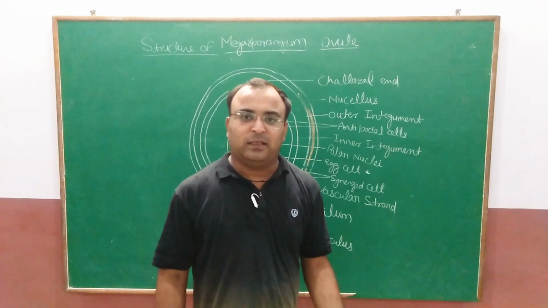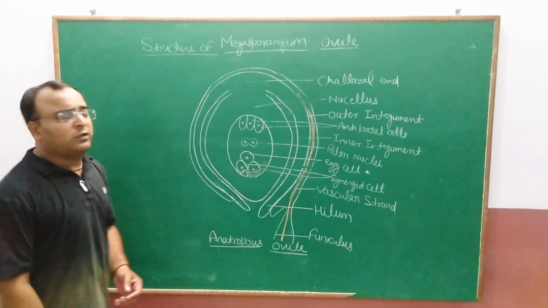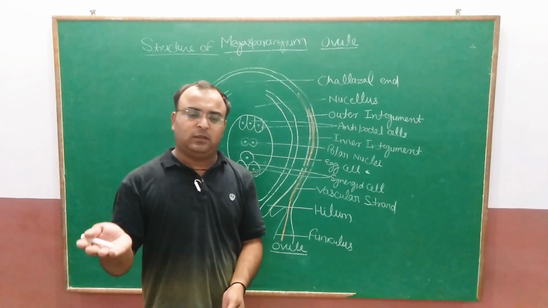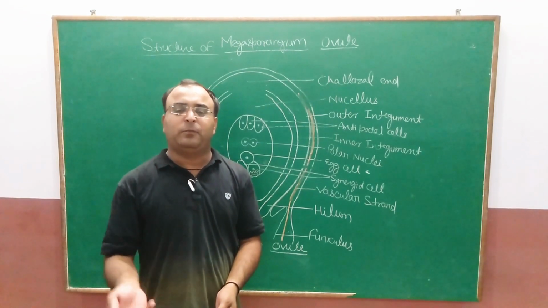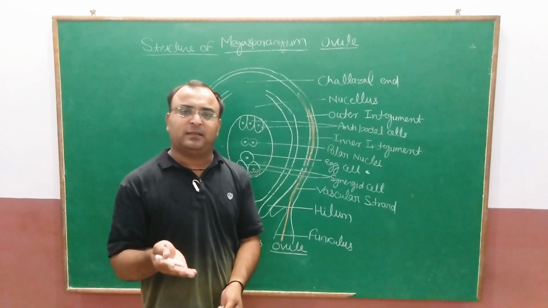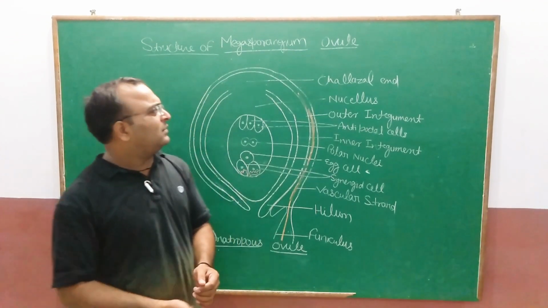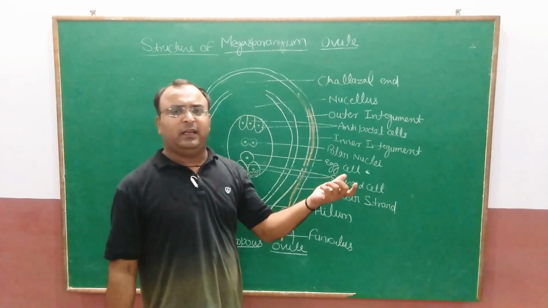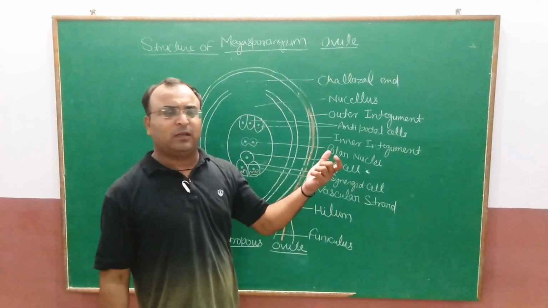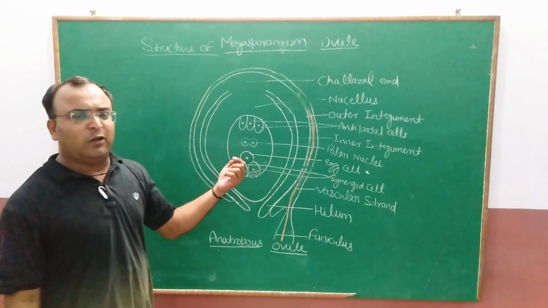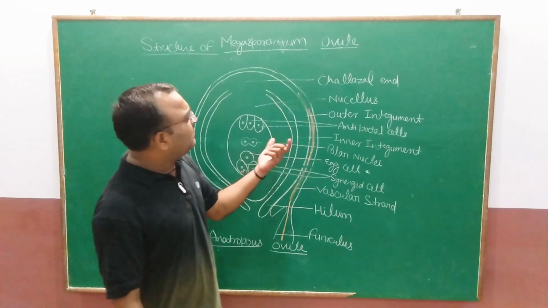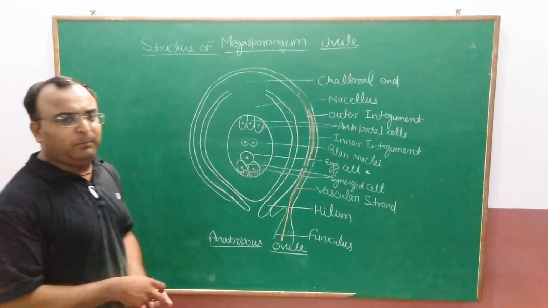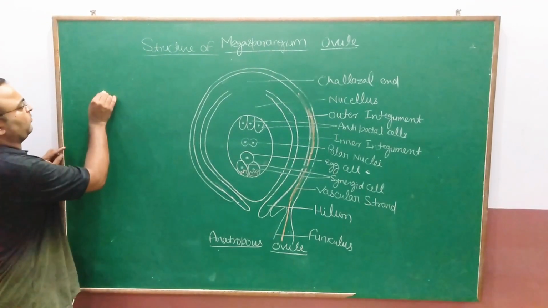Today we are going to discuss the structure of the megasporangium. As we already discussed in the last video about the male reproductive structure in the flowering plants, last time we discussed the anther, the stamens, and the different parts of the flower along with the male reproductive part. So in this video we are going to discuss the structure of the megasporangium, meaning the female reproductive structure.